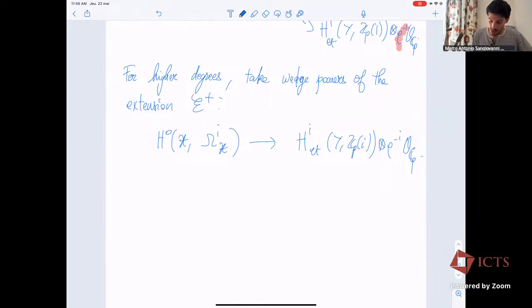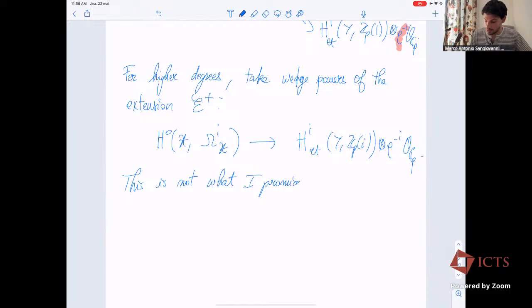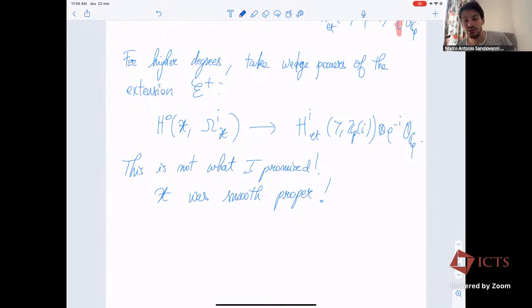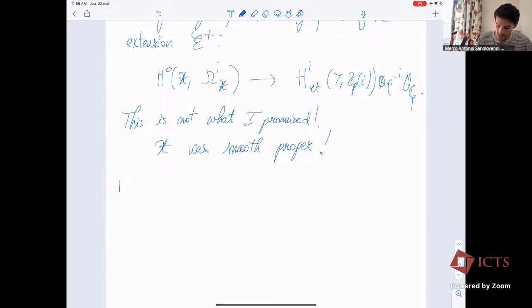So this is not what I promised, because I assumed X was smooth proper, which is not the case for Shimura varieties with deep level at p. But so what is the trick? Again, the trick, as you would have guessed by now, is due to Faltings.